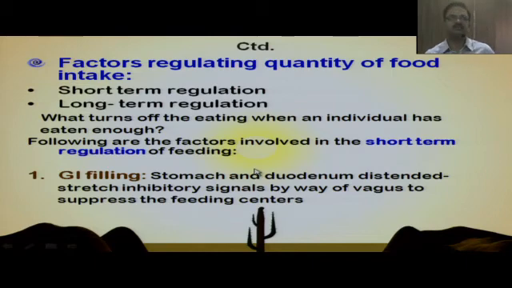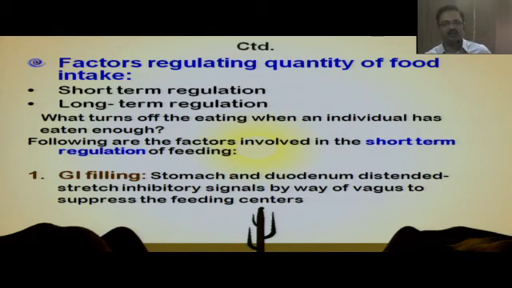There are certain factors regulating the quantity of food intake, like short-term regulating factors and long-term regulating factors. Now, the question is, what turns off the eating when an individual has eaten enough? Following are the factors involved in short-term regulation of feeding. One is GI filling.